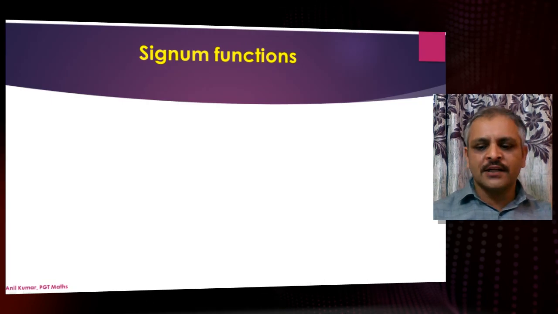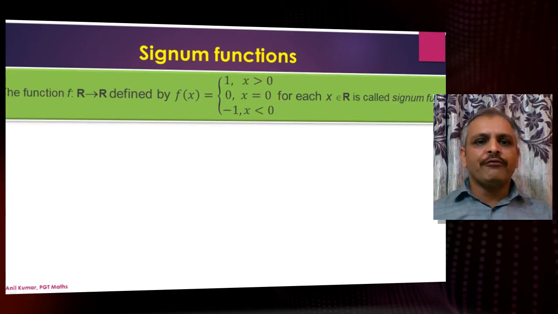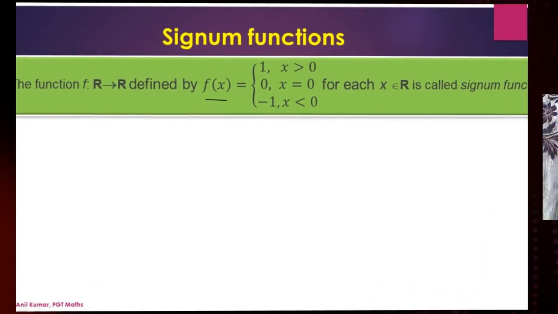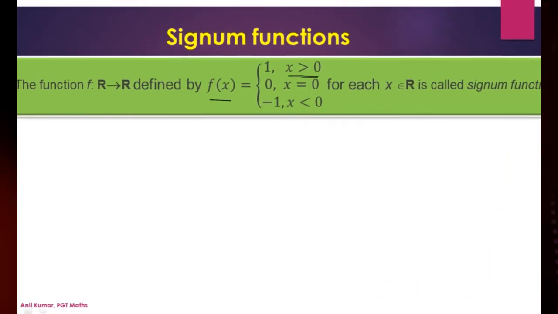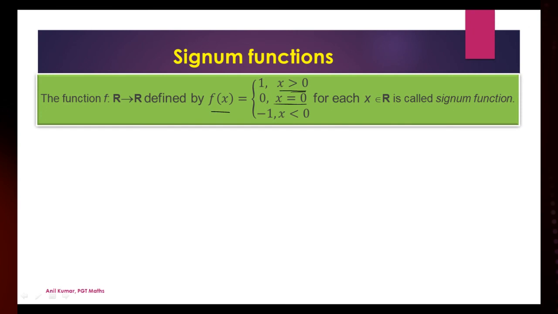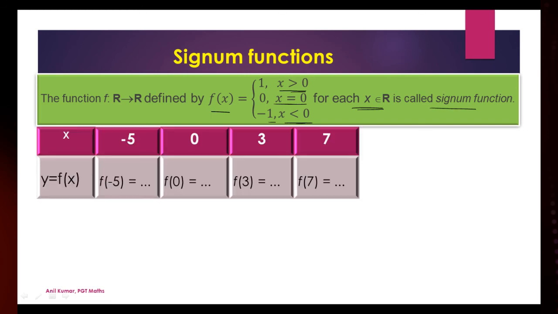Our next function is the signum function. A function defined by f(x) is equal to 1 when x is more than 0, 0 when x is equal to 0, and minus 1 when x is less than 0, for each x belonging to the real numbers, is called the signum function. So if I take x is equal to minus 5, what will be the value? Minus 5 will lie on this side, x is less than 0. So our answer will be minus 1. If x is equal to 0, then the answer will be 0.